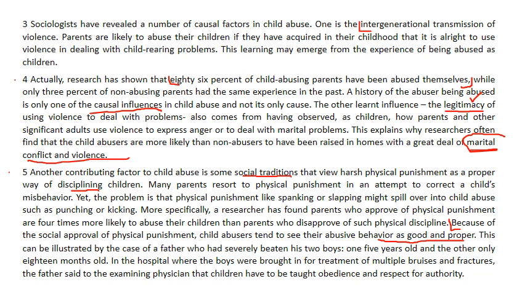This can be illustrated by the case of a father who had severely beaten his two boys, one 5-year-old and the other only 18 months old, in the hospital where the boys were brought in for treatment of multiple bruises and fractures. The father said to the examining physician, of course a physician is a doctor, that children have to be taught obedience and respect to authority.